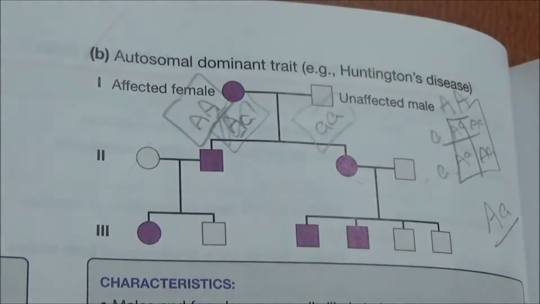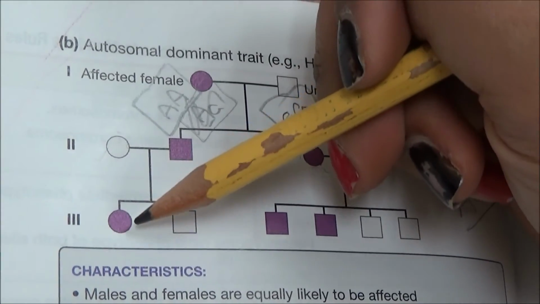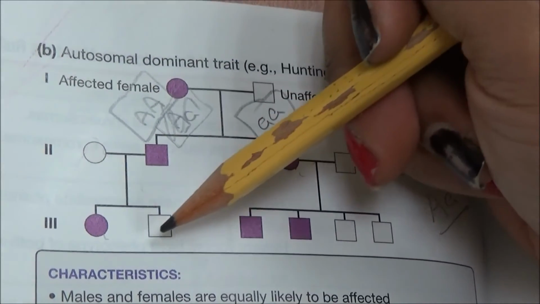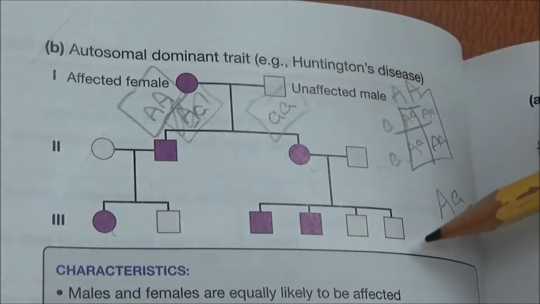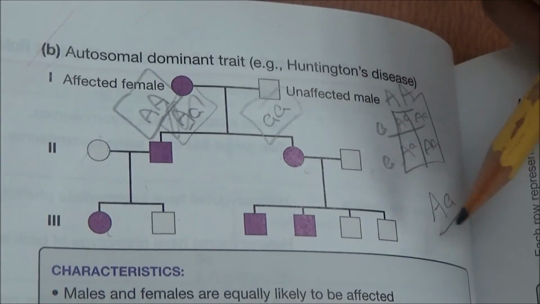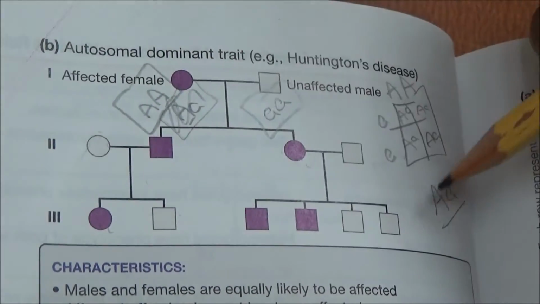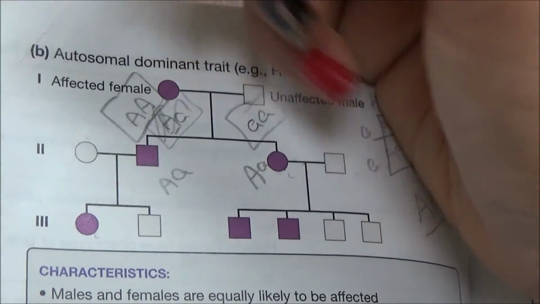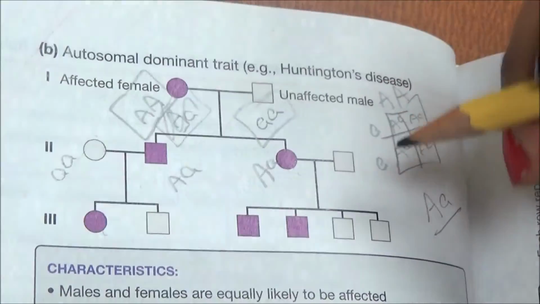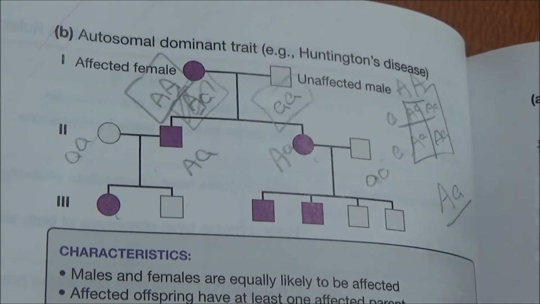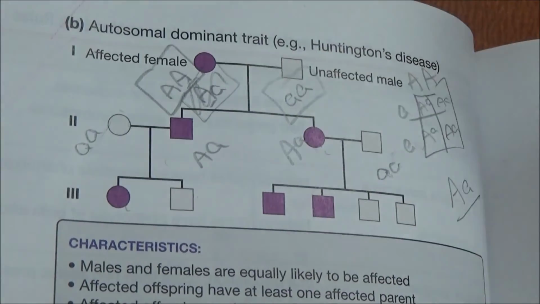Moving on to the third generation, you can also see that among the children here, there's one affected and one that's not affected, and here it's the same thing. There's a 50% chance of being affected, 50% chance of not being affected. And the only way that's going to happen, again, would be if the children are heterozygous, and the others are homozygous recessive. And this is why this would be an autosomal dominant trait example.